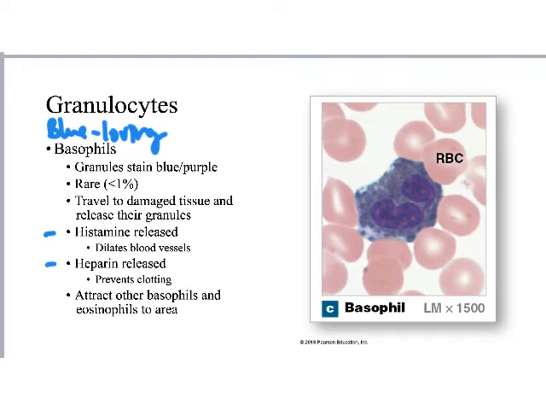And part of what they do when they release their granules into the environment around them is they attract other cells to the area. So they kind of become a herald. They let the other white blood cells know, hey, the problem is over here. Follow my chemical trail that I've left you.